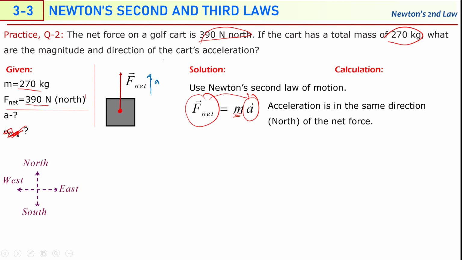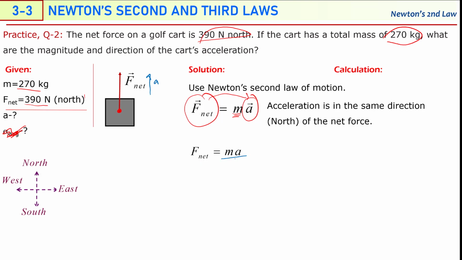And let's calculate the magnitude, because we know that the magnitude of the net force is equal to mass times the magnitude of the acceleration. We are going to calculate the acceleration. We should divide by mass, simplify mass. So acceleration will be F net divided by m.